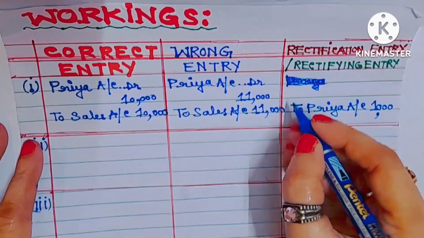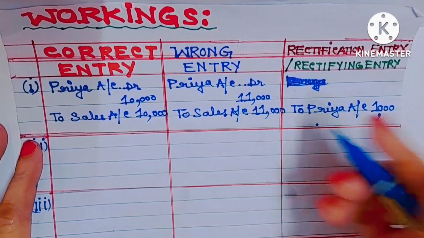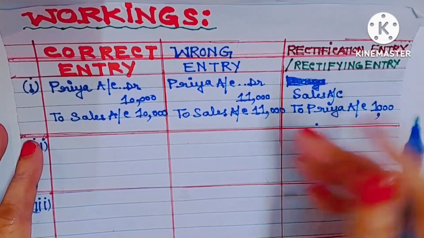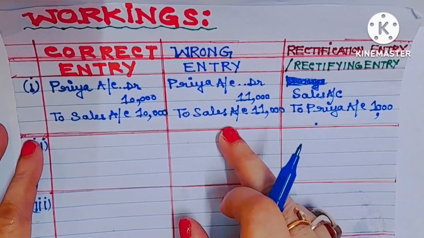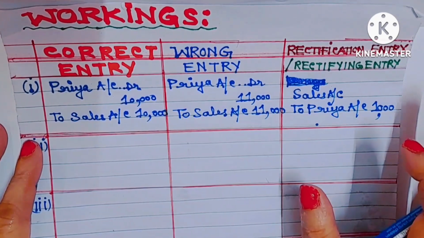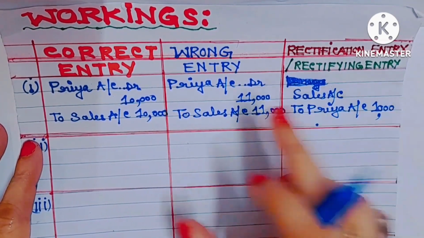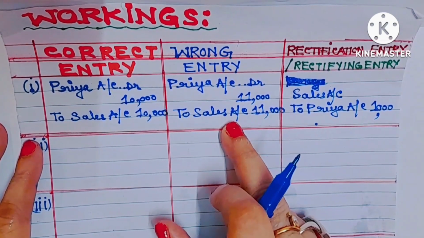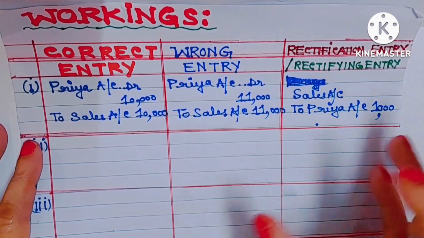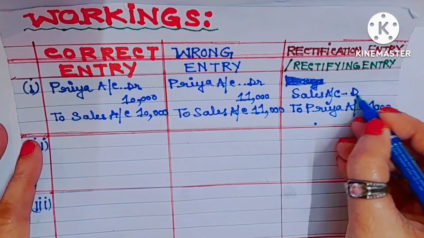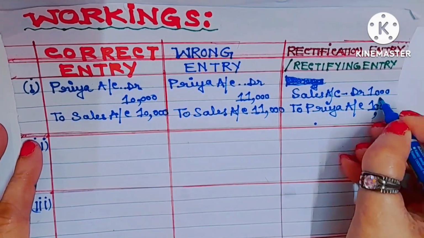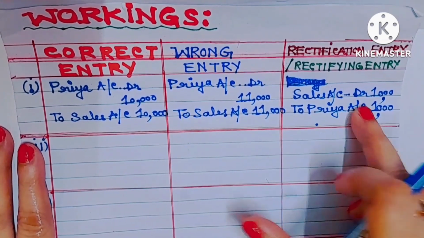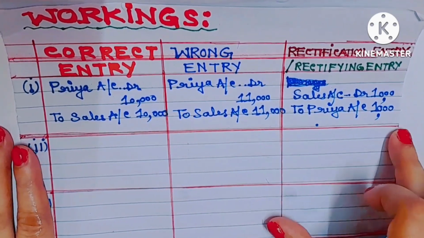Just reverse the entry. So sales account এখানে credit আছে, debit করে দাও। Sales account debit, যেটা ডেবিট থাকবে ওটাকে ক্রেডিট করবে, যেটা ক্রেডিট থাকবে ওটাকে ডেবিট করবে। Just reverse the entry with the differential amount. Understood? যেটা ডেবিট থাকবে সেই অ্যাকাউন্টটাকে ক্রেডিট করো with the differential amount, যেটা ক্রেডিট থাকবে সেই এন্ট্রিটাকে ডেবিট করো with the differential amount. So sales account debit 1000. Now the wrong entry has been rectified. Sales account debit 1000 to Priya account 1000.